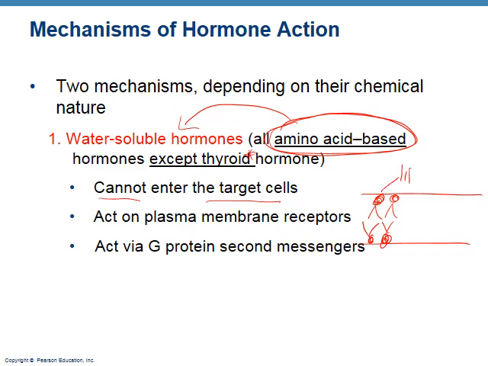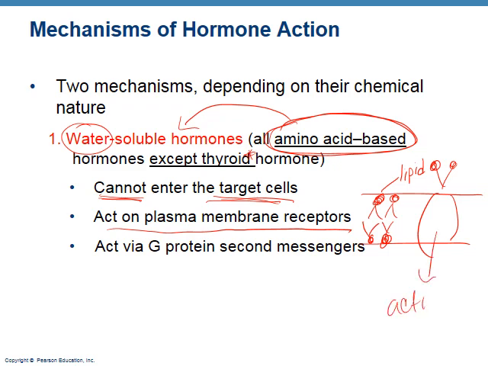So these are lipids. What happens when water and lipids meet? They repel each other, right? So these water-soluble hormones cannot enter the target cell. They have to act on receptors. So this is kind of the normal way that we've been looking at hormones and receptors. The majority of the time, the hormone is going to bind to the receptor on the target cell, and then it's going to cause some sort of action to occur inside without the hormone actually going into the cell.